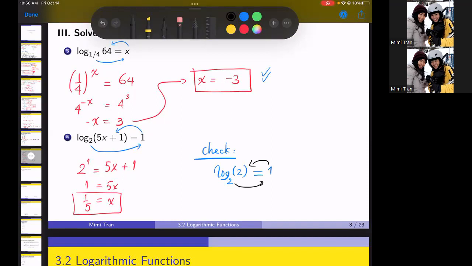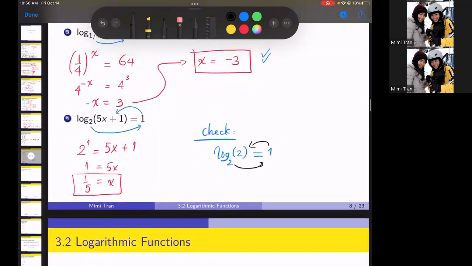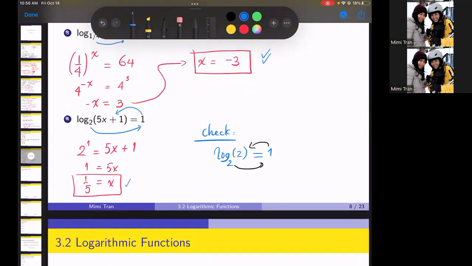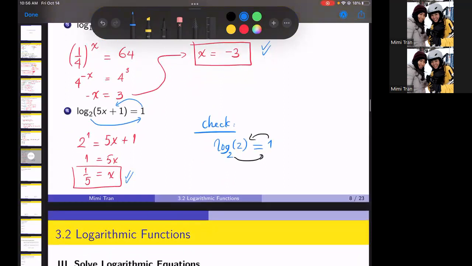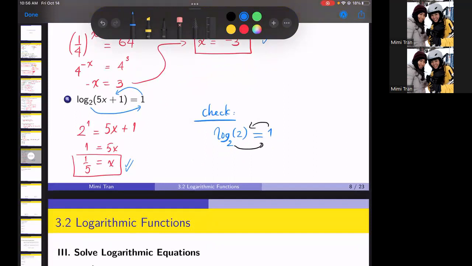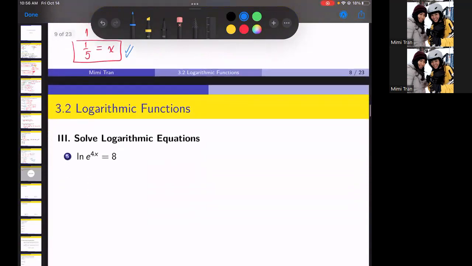If you have log base b of b, it equals 1. On the exam, I will remind you to check. That's part of your credit. You don't have to show me the work, but at least put a double check mark or check mark next to the answer, so I know that you checked. This one right here.